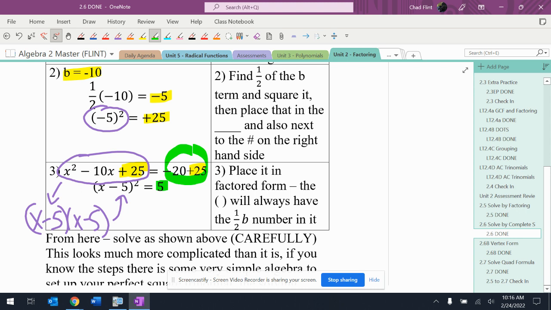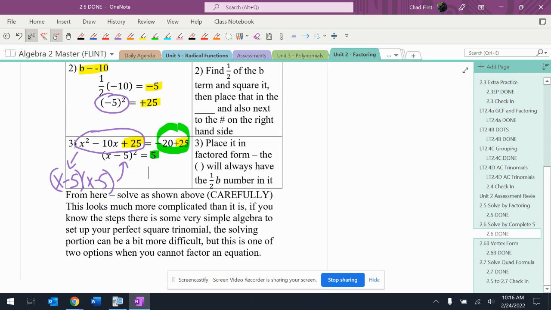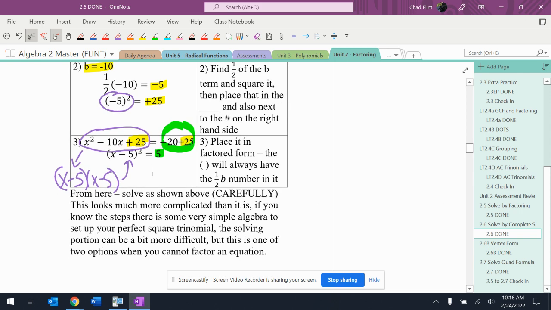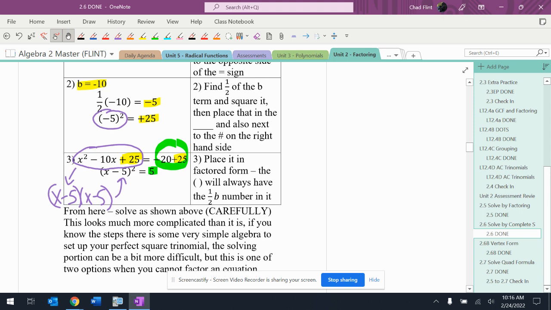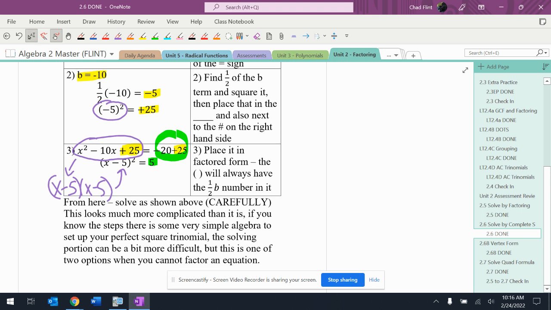Then at that spot right there, I will go ahead and solve it. But the most important thing is that I understand how to do that. Now, this is the situation. If I have something that won't factor, I either have to do this or use the quadratic formula, which we'll do in a few days. The quadratic formula is not really any easier.